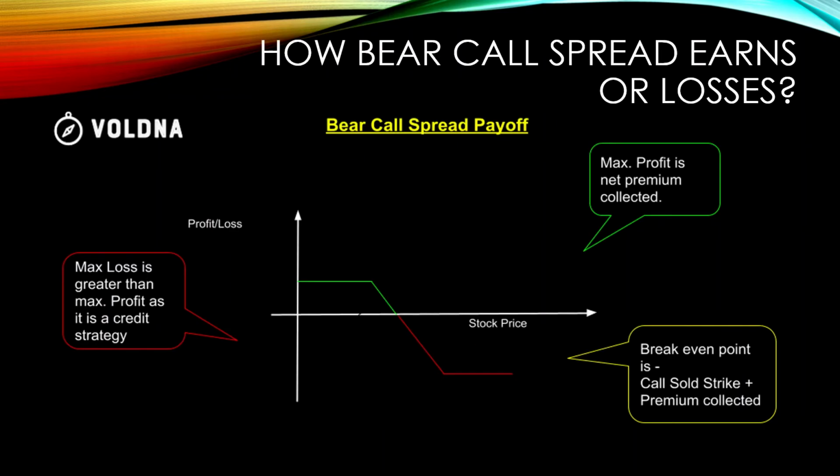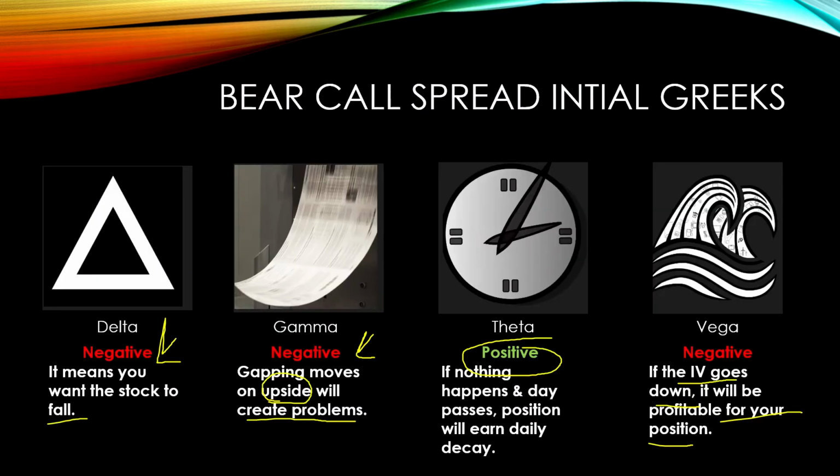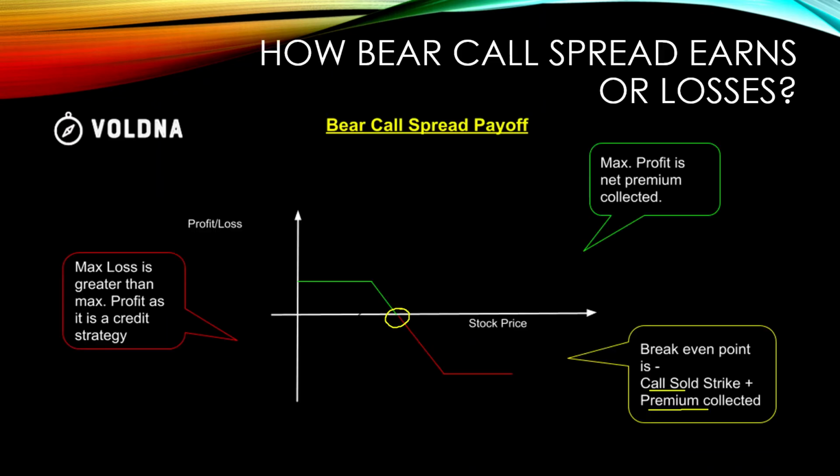So how does a bear call spread earn or lose? This is the typical payoff chart of a bear call spread. This is the break even point, that is the strike price of the call sold plus the premium collected. In our example, this would be $102. So this is the $102 break even point.